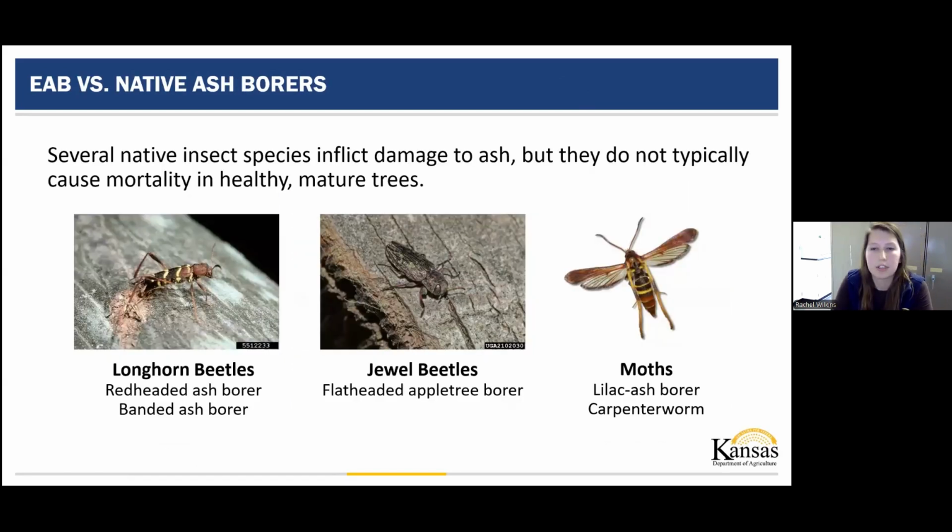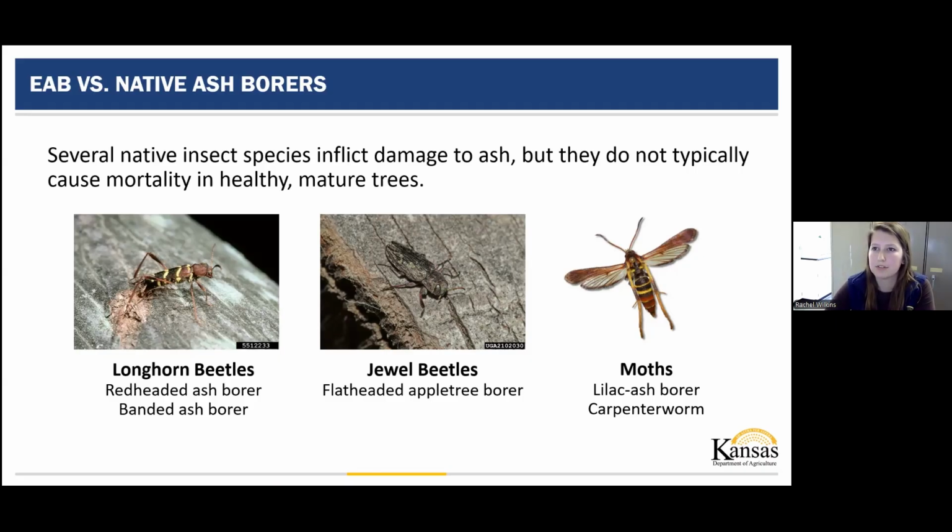So as you're looking at your ash trees and you're trying to find emerald ash borer, there's a really good chance you might come in contact with several of our native species. We have a lot of native insects that also feed on ash trees. And while they do cause damage to the ash, they don't typically inflict mortality in healthy, mature trees. They'll usually go for trees that are stressed or diseased and already in the process of dying.